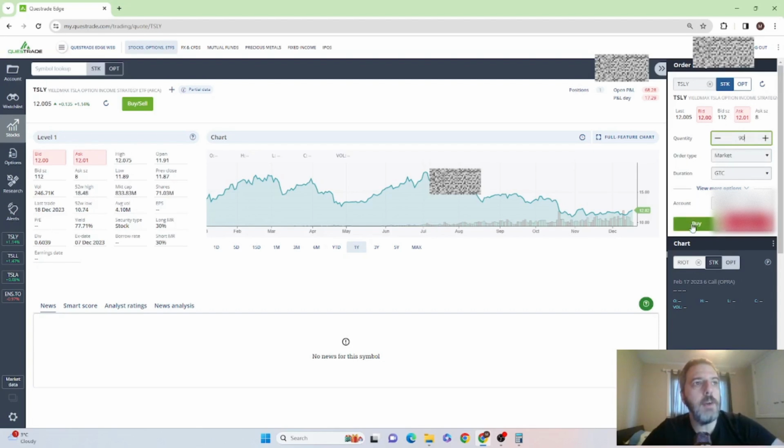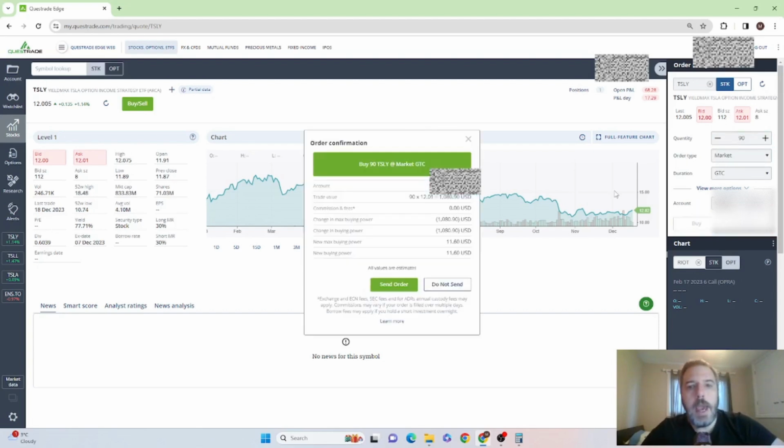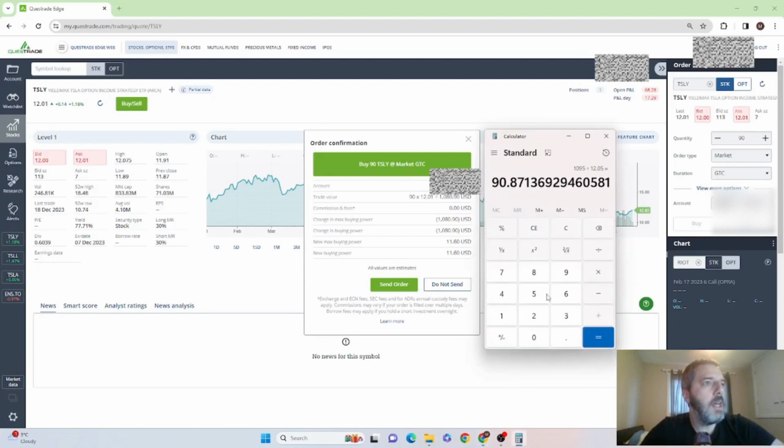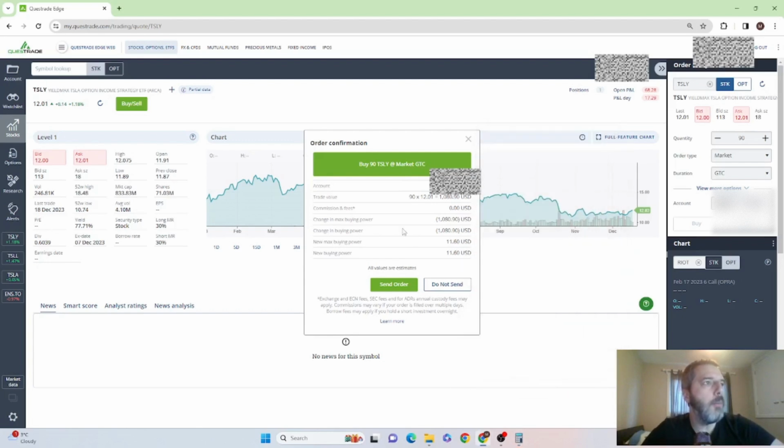So I'm going to go ahead here, hit the buy symbol, and it brings up the purchase order confirmation right here, as you can see. It has my account number behind that blur. Trade value 90 shares at $12.01, so $1,080. So that's great. I think I mentioned that I had a little bit more than that, though, which is good.